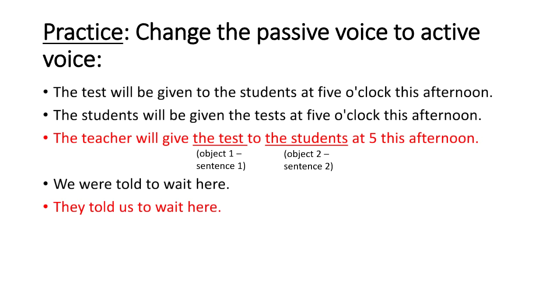And what are we going to do? We are going to change it into an active one. Okay. The teacher will give the test. This is subject 1 from sentence 2, to the students, which is the indirect object, which is called object 2 here, which comes at the second sentence, at 5 this afternoon. So if we have a sentence with more than one object, we call the first one the direct object, the second one the indirect object.